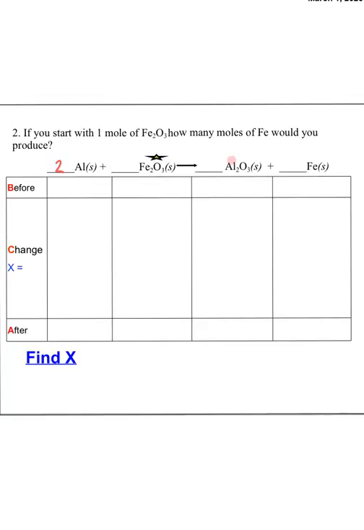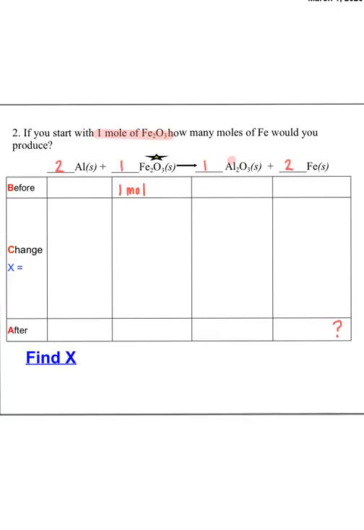2 Fe's on the left, I need 2 on the right. And then everything else should be 1, so we're good there. So now let's look at what's given. If I start with 1 mole of Fe2O3, so that goes in my before box, I have 1 mole of Fe2O3. How many moles of Fe would I produce? So produce is my after box, so this is what we are ultimately looking for.